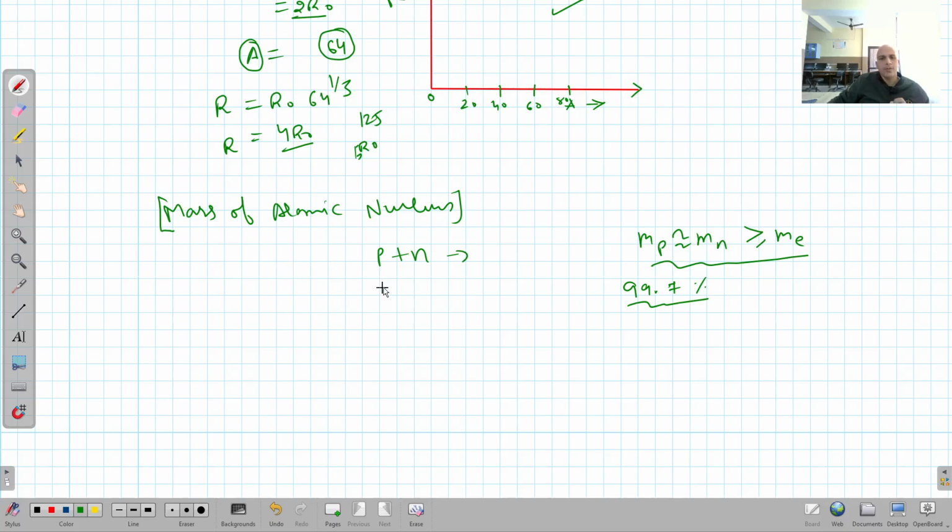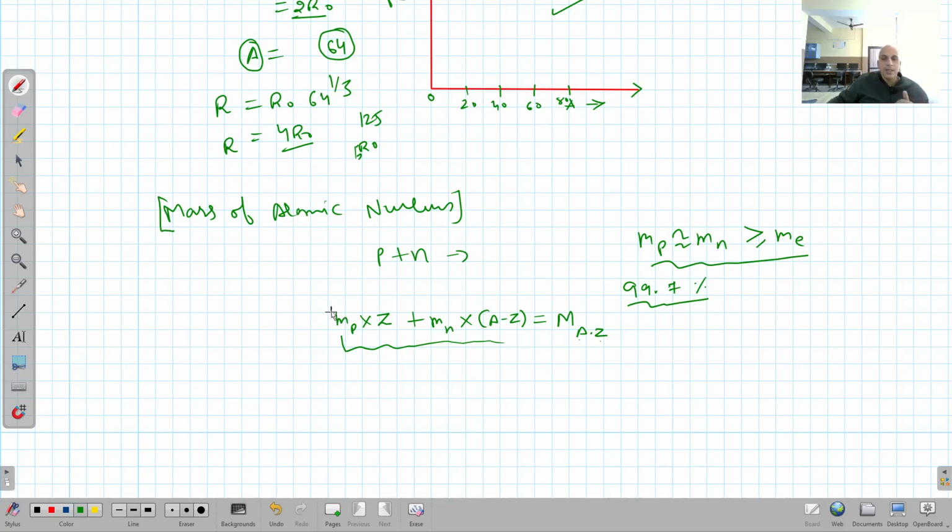So the total mass of the atom is essentially the mass of the nucleus, and the mass of the nucleus is the mass of proton multiplied by the number of protons Z, plus the mass of neutron multiplied by the number of neutrons, that is A minus Z. So that will give you the total mass of a nucleus A Z. A is the mass number, Z is the proton number, or we can say atomic number. So this is the way of calculating the mass of the atomic nucleus.